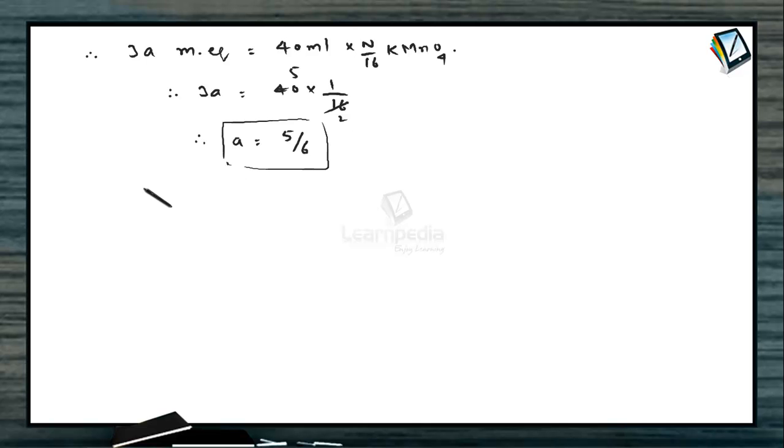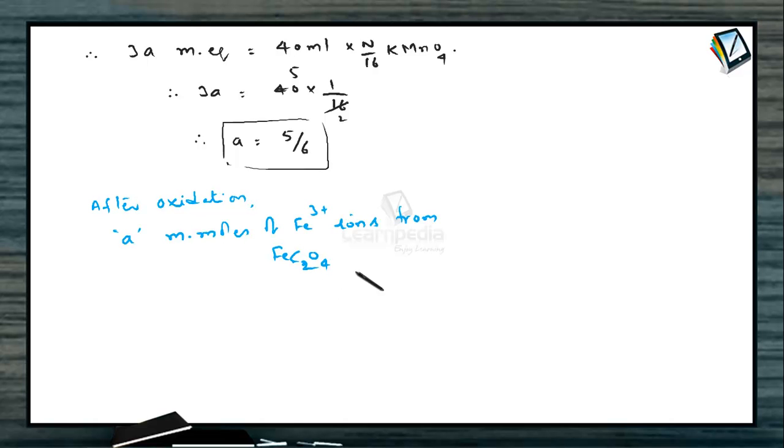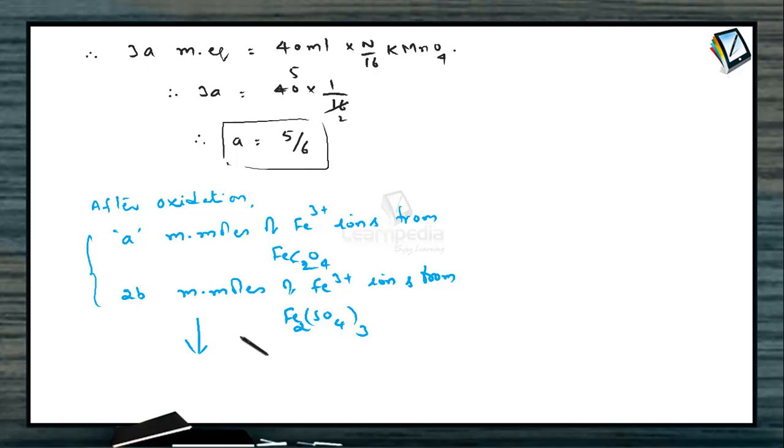After oxidation, we have A millimoles of ferric ions from ferrous oxalate, and 2B millimoles of ferric ions from ferric sulfate, which on reduction, A plus 2B millimoles total, with zinc in the presence of sulfuric acid get reduced to ferrous ions. That is, A plus 2B millimoles of ferrous ions are now present.